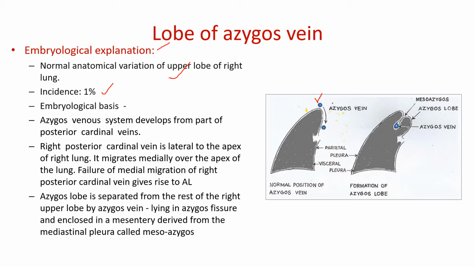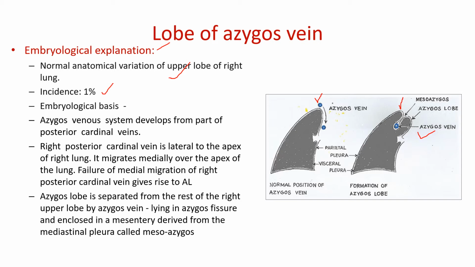So the failure of this medial migration of the posterior cardinal vein, that is the future azygos vein, gives rise to the lobe of azygos vein, which you see in this second picture. So the azygos lobe is separated from the rest of the right upper lobe by the azygos vein, which you are seeing in this picture.